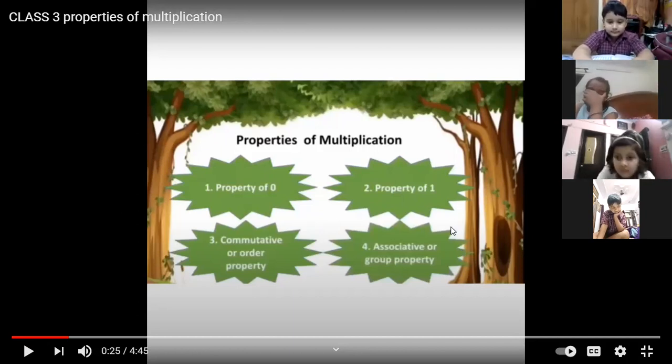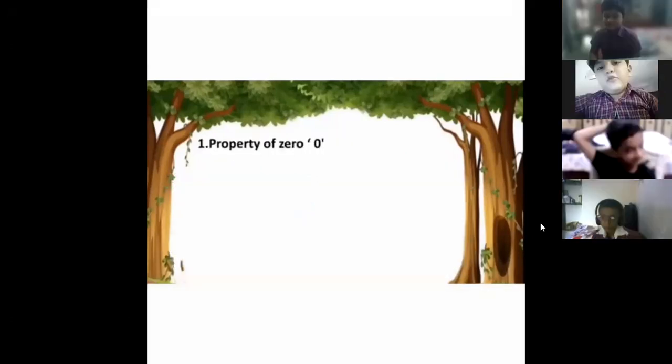So ready for the first property? Ready? Very good. Let us begin with the first property, that is property of 0.